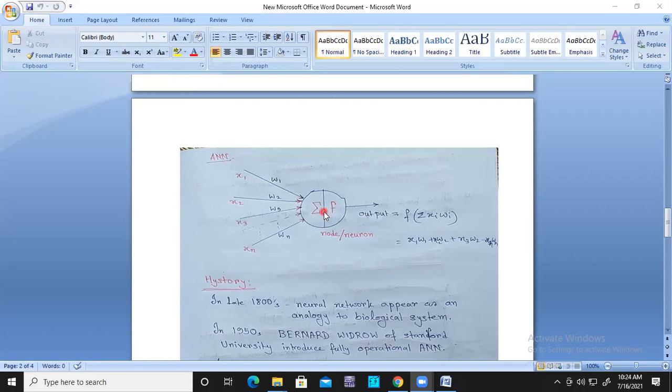So these all match with the human neuron. That's why this is called neural network or neural system. But now we have to realize how it could do decision making.